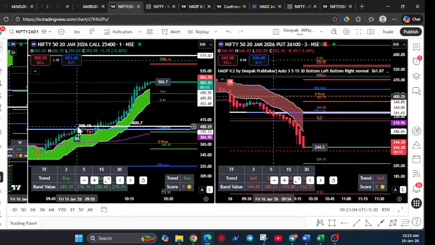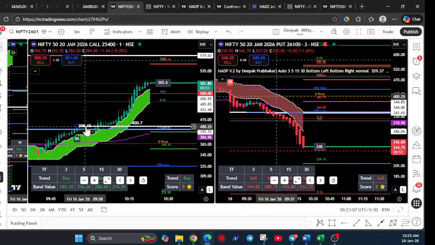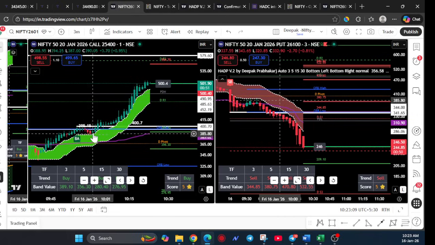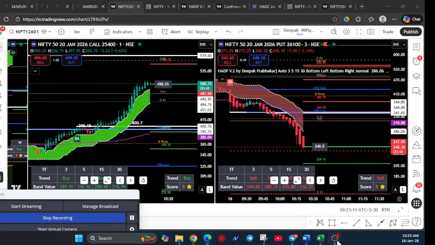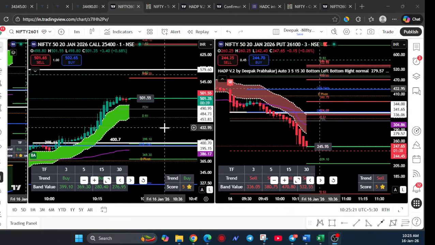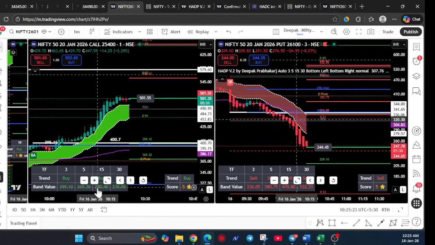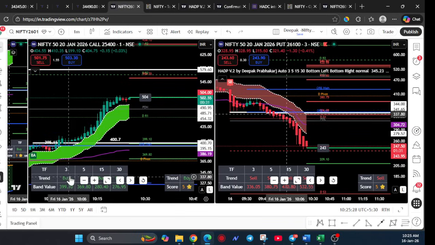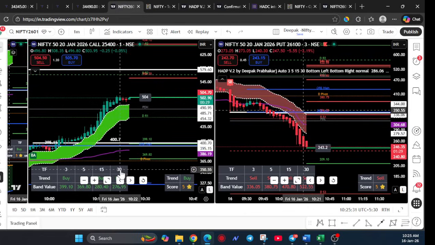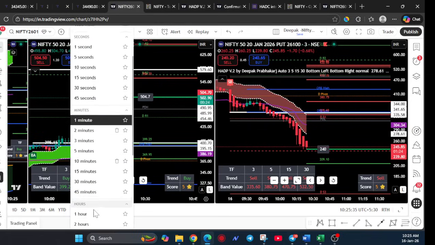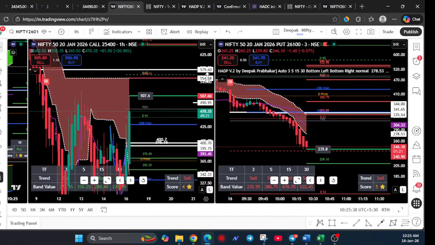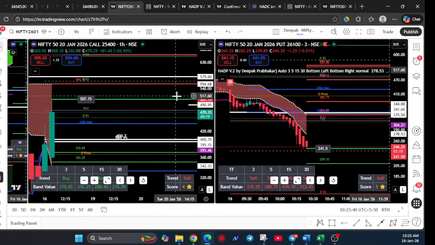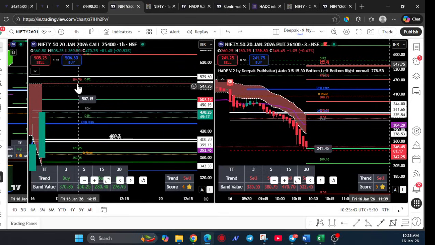Here also after the 395 entry, right? It just came to touch that band and then it started moving up. At the start of the session itself, I told you that the 5 minutes was in sell. If that also changes to buy, then the trend is clearly upside, right? Now only hourly is in sell, right? So if you want, you can check on hourly where it is. Hourly levels are somewhere around the day R2 at 554.7.